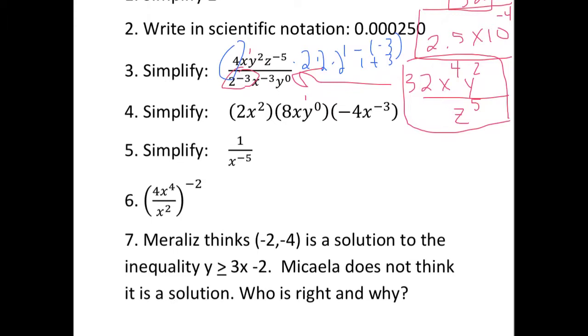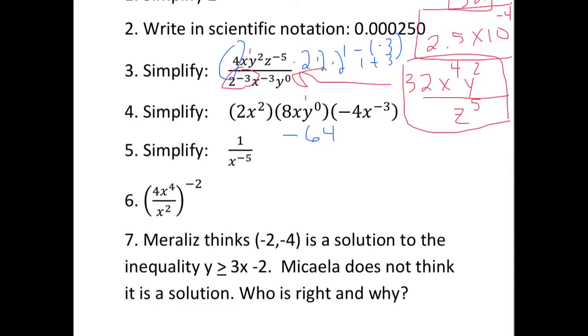Okay, so next thing, I see 2, I see 8, and I see negative 4. We're multiplying, so let's multiply across. 2 times 8 is 16, times negative 4 is negative 64.